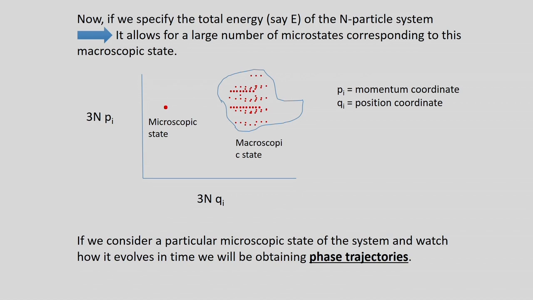As we see, we have a 6n dimensional space here. Here we plotted 3n momentum coordinates versus 3n position coordinates, and a microscopic state is only a point in that phase space. On the other hand, the macroscopic state is a volume in the phase space. So if we consider a particular microscopic state of the system and watch how it evolves in time, we will be obtaining phase trajectories. So what is a phase trajectory? If we consider a particular microscopic state of the system and watch how it evolves in time, we will be obtaining phase trajectories.